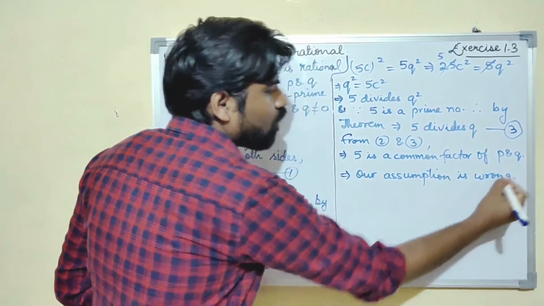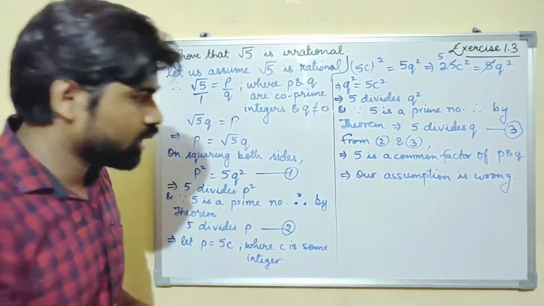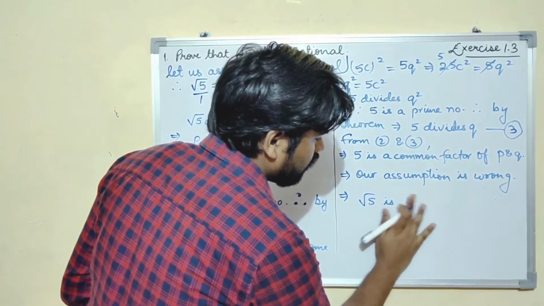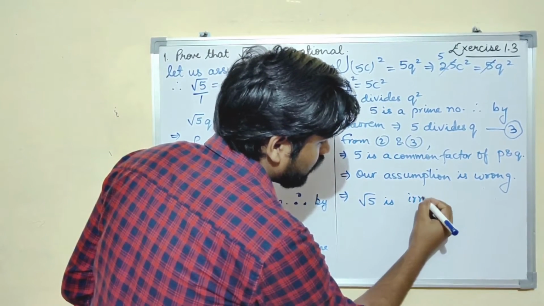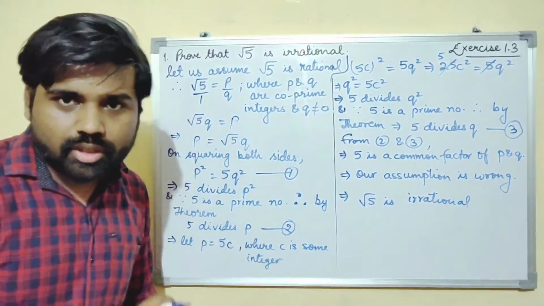Since our assumption is wrong, what does this mean? This means that the statement given is true. This implies that root 5 is irrational. I hope now you have understood it very clearly.